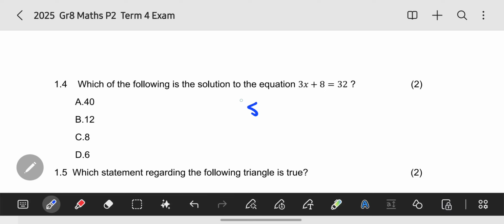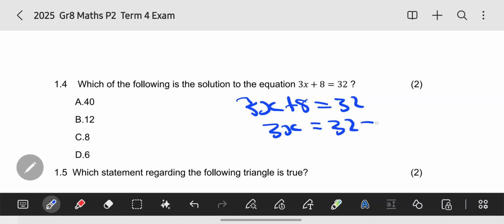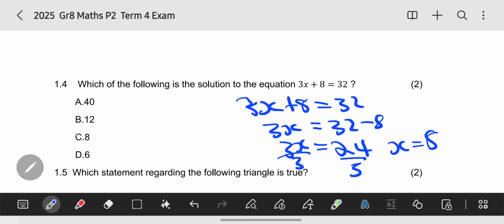And then 1.4 says, which of the following is the solution of the equation 3x plus 8 equals 32. We take this 8 to the other side. It's going to be 3x equals 32 minus 8. Then we are going to get 24, and then we divide by 3. Therefore x is going to be 8. So let's check 8 here. It's C. So our answer is C.